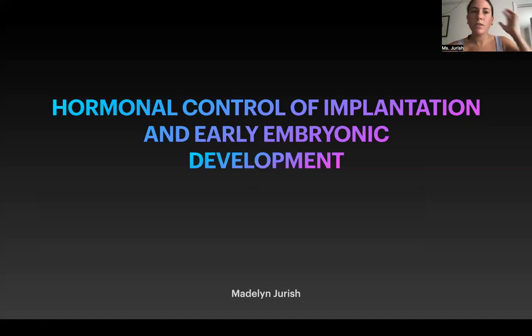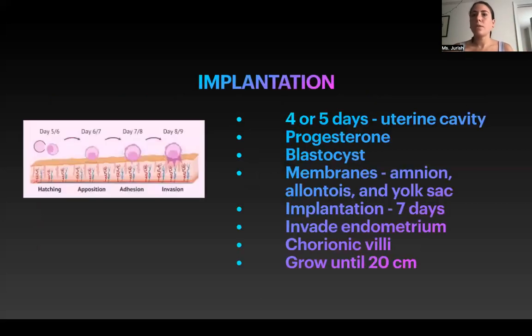So today I'm going to be talking about hormonal control of implantation and early embryonic development. We're at the part where an egg is fertilized, it becomes a zygote, and it begins mitosis as it makes its way along the fallopian tube to the uterus, where it's going to settle for the remainder of the gestational period. The dividing embryo takes 4 or 5 days to move through the fallopian tube into the uterine cavity. Under the influence of progesterone, smooth muscle of the tube relaxes and transport proceeds slowly.